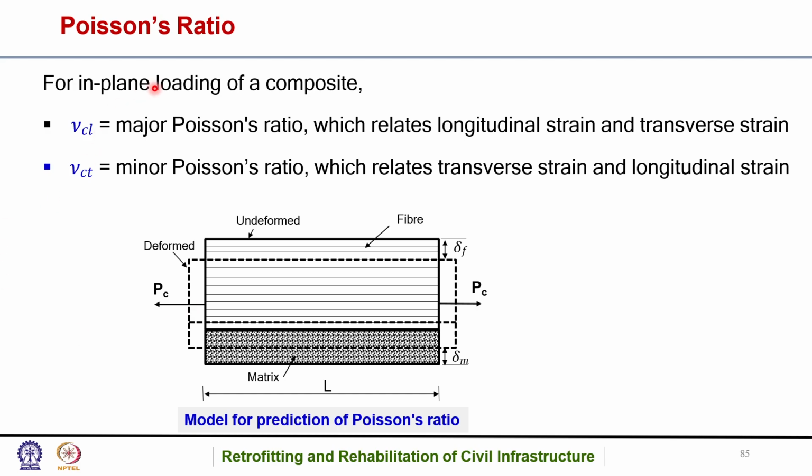Then for in-plane loading, let us talk about the Poisson's ratio. For in-plane loading of a composite, nu CL is the major Poisson's ratio, which relates longitudinal strain and transverse strain. And nu CT is the minor Poisson's ratio, which relates transverse strain and longitudinal strain. So it is the opposite.